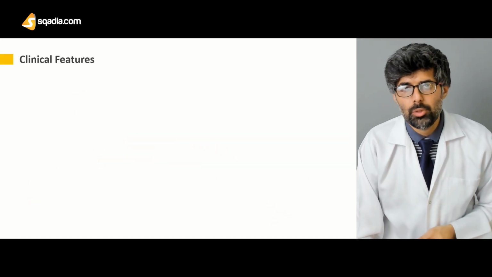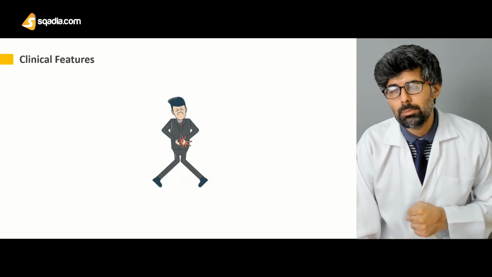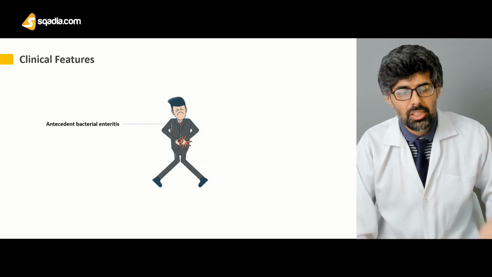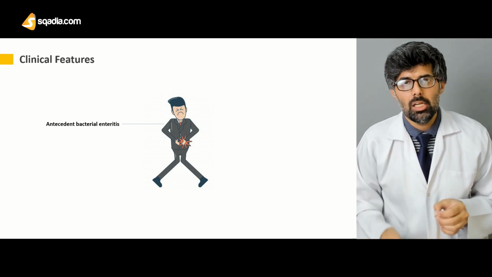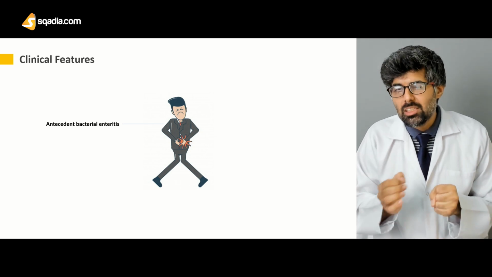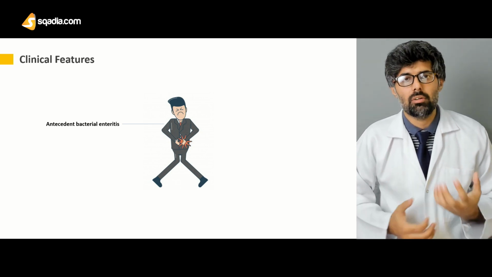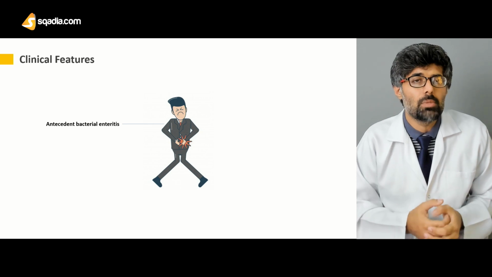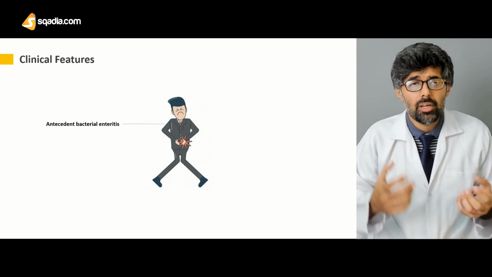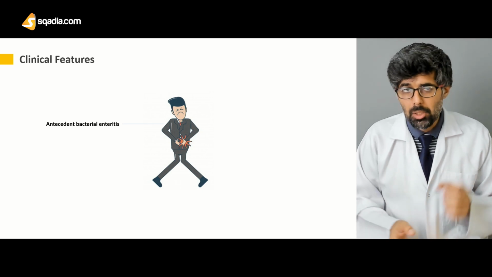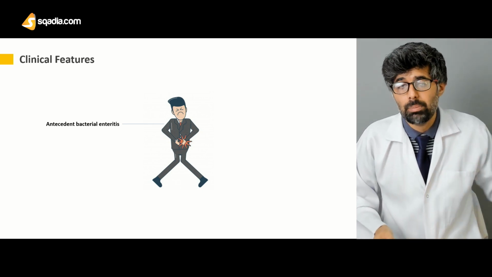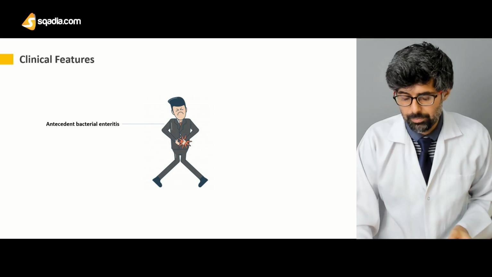Now, let's talk about the clinical features. The clinical features of enteropathic spondyloarthritis are that there is always an antecedent bacterial enteritis; the patient will always have some kind of gastroenteritic disease. It can be due to some kind of virus, some kind of amoeba, or some kind of bacteria. But there will always be a history of a preceding infection.